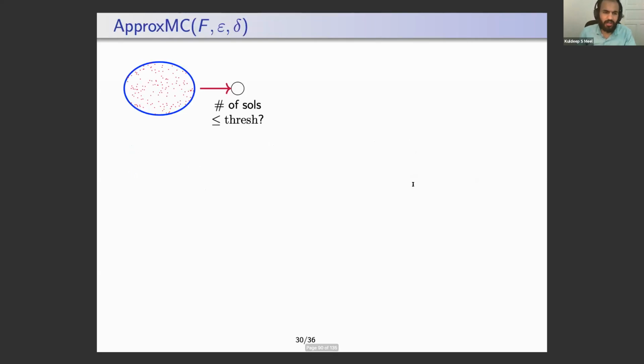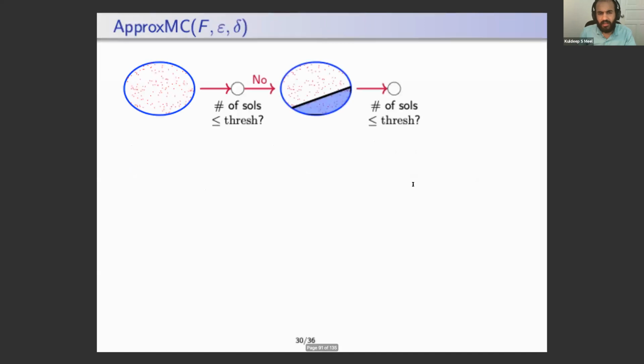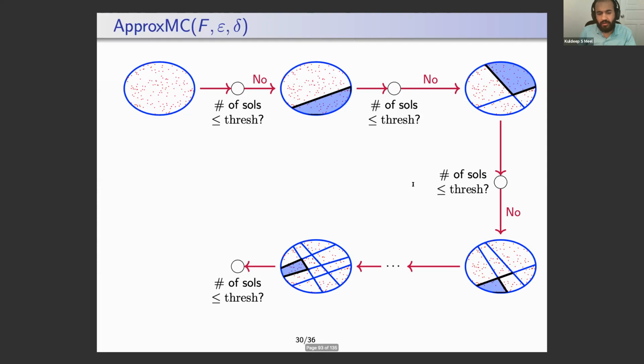Let me show you more graphically. You start with the formula. You ask, is the number of solutions less than or equal to threshold? The answer is no. You partition into 2 cells. You pick one of the cells. You ask the same question again. If the answer is still no, you partition into 4. You keep going until you reach a point where indeed the number of solutions is less than or equal to threshold, and your estimate is the number of solutions in the cell times the total number of cells.